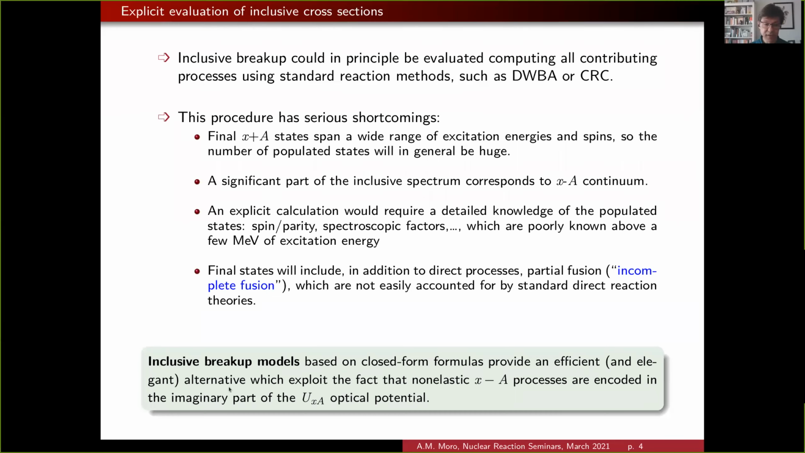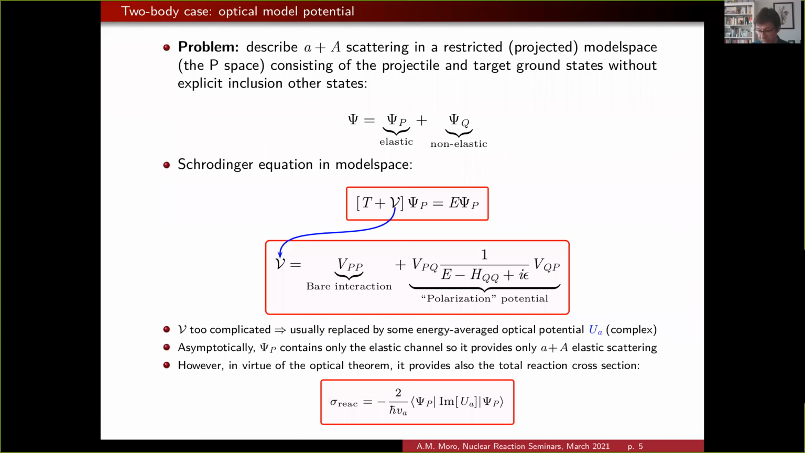So the alternative to this is to use what are called the inclusive breakup models. And these models provide a closed form formula and provide an efficient way, and I would say also an elegant way, of computing all this inclusive cross-section. And this is done by introducing some optical potential, some kind of Feshbach reduction in the way that I will show in a minute. So we'll present the model not in a very rigorous way, not actually in the standard way in which this is presented in the original paper. I'll try to do it in a different way that is, hopefully, a bit more intuitive.